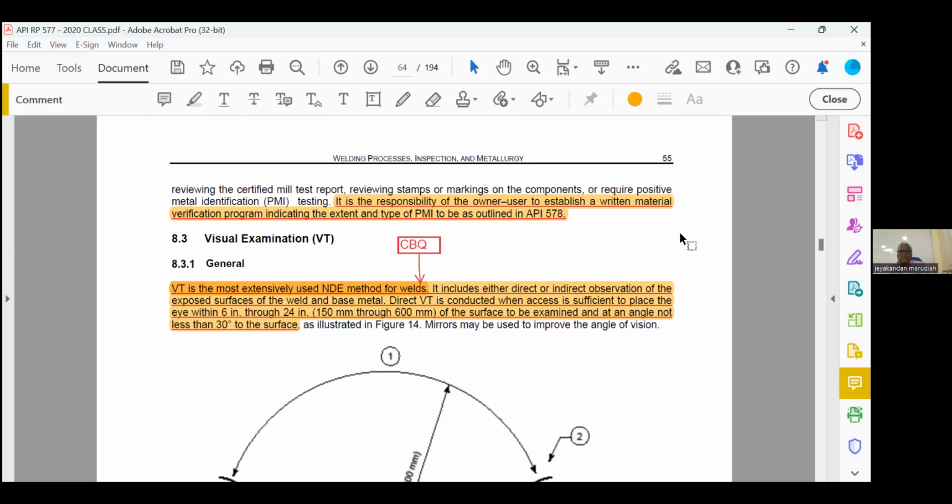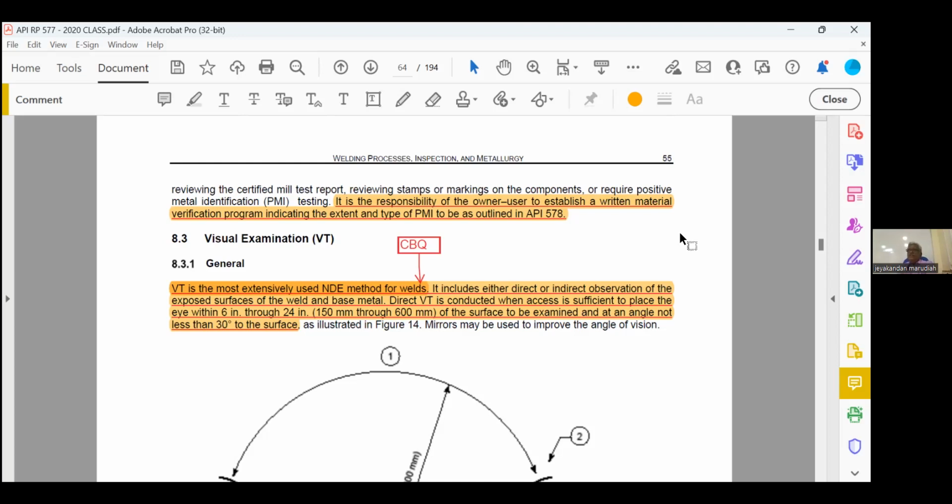Then we'll go to page number 55, visual examination. The visual section, we have not seen. For visual, we should know some 3-4 points. First, the visual inspector should be tested every year. He should be able to read J1. Other NDT is J2. Then, what is the distance from the surface to your eyes during visual examination? 6 inch to 24 inch, minimum 6 inch, maximum 24 inch, angle more than 30 degree.